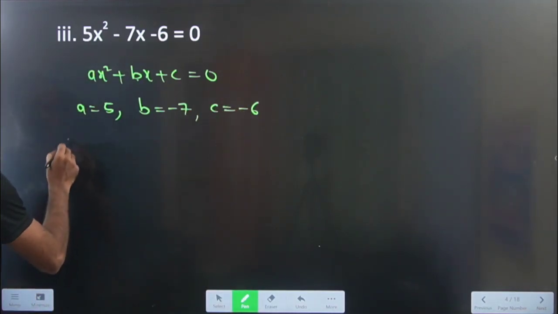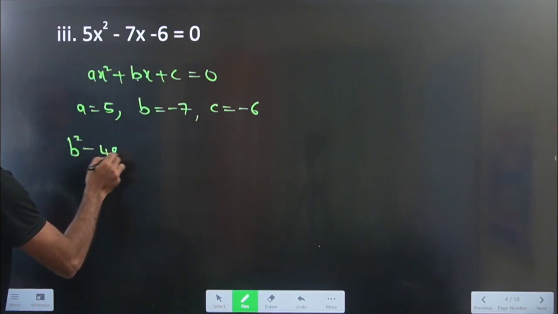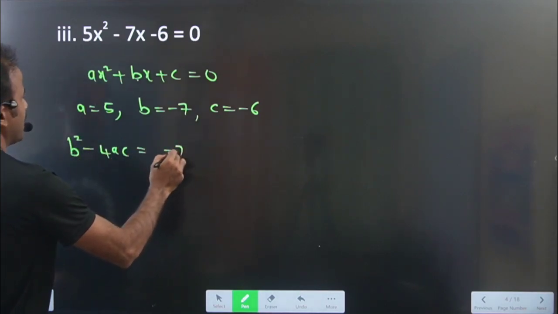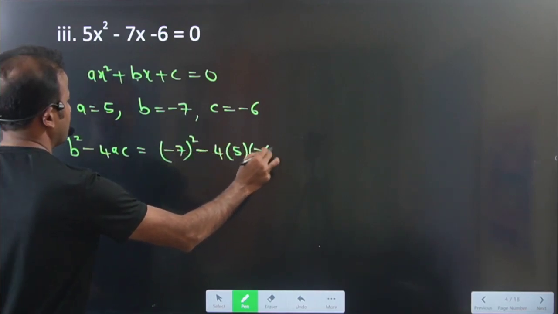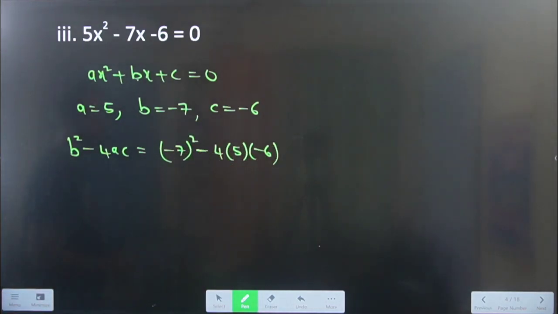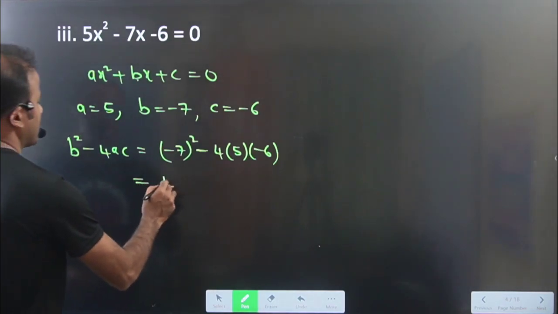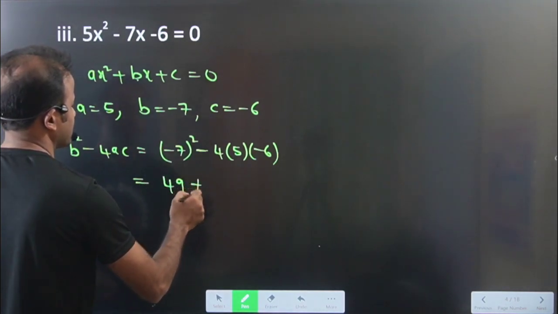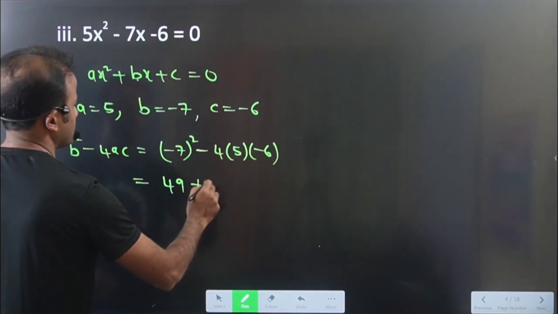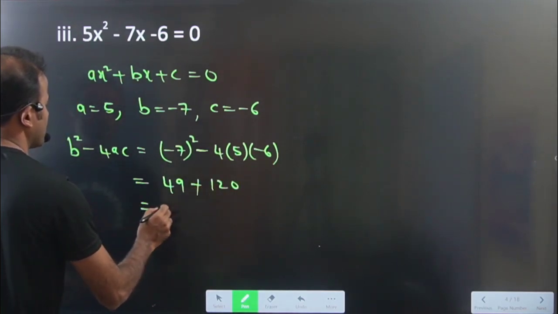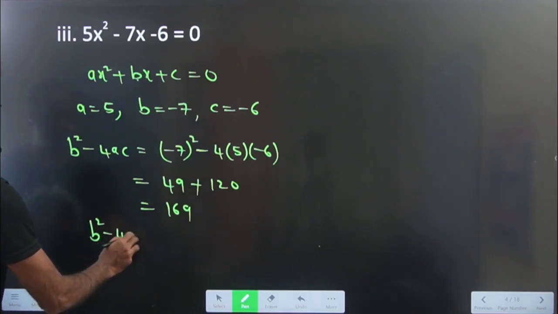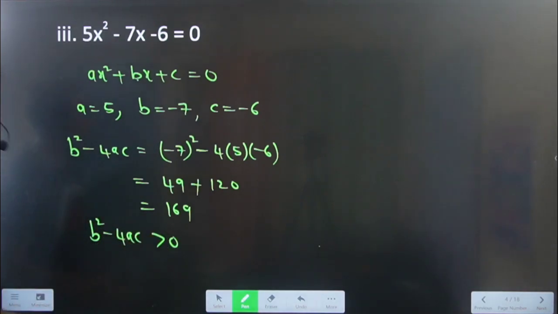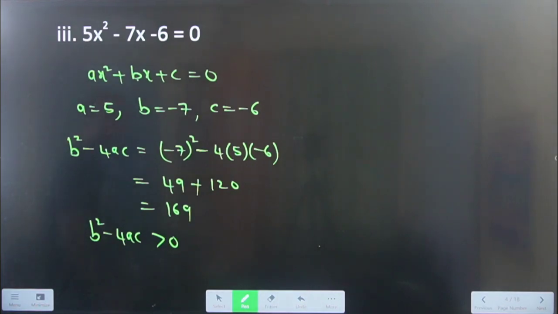Next, check the discriminant value, that is b square minus 4ac. What is the b value we have? Minus 7 square minus 4 into 5 into minus 6, that is minus 4 into a into c. Minus 7 square we can write as 49. Minus into minus plus 4 into 5 is 20, 20 into 6 is 120. 120 plus 49 is 169. So this is greater than 0. 169 is nothing but a positive value. b square minus 4ac value is greater than 0.